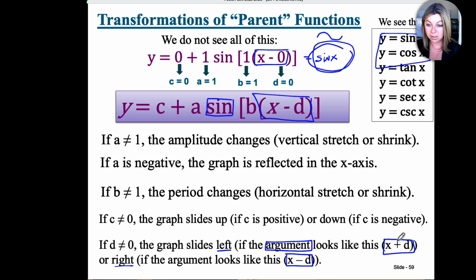So x plus D, our graph is going to slide left. And again, I'm using the word slide. So that's like picking it up with your mouse, moving it to the left and dropping it. You haven't stretched or shrunk it. You're just moving it, sliding it. And if the argument looks like this, x minus D, we're going to the right.